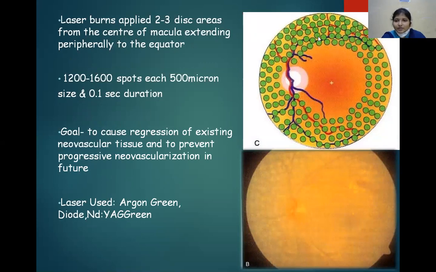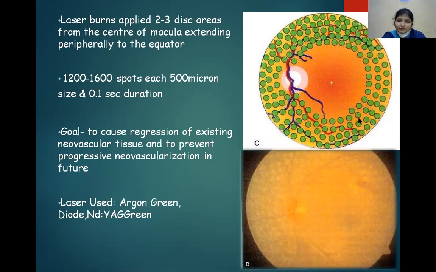From the center of the macula, it is 2 to 3 disc diameters away, peripherally up to the equator. How many spots are applied? About 1200 to 1600 spots are applied. How are they applied? They are applied one burn width apart.